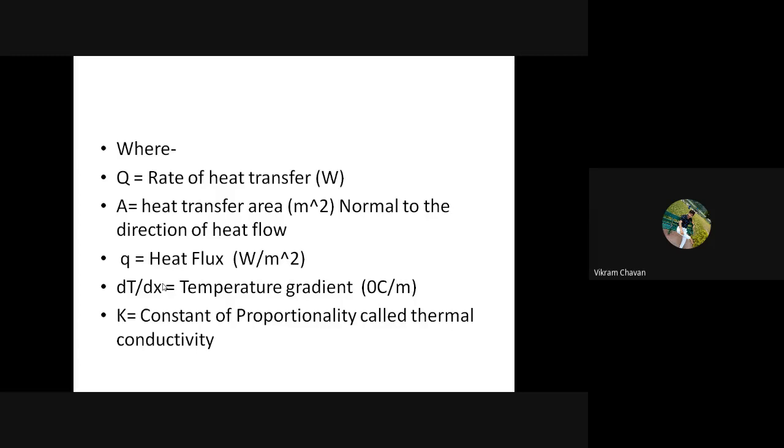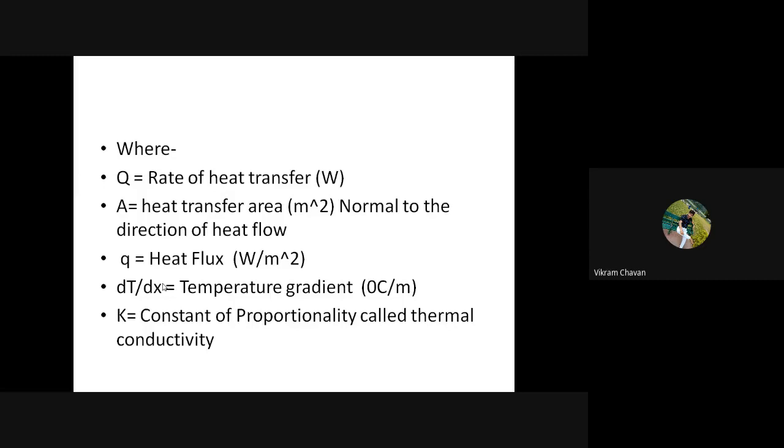Okay, so in bracket you can write down W, that is the symbol of watt. Capital Q is equal to rate of heat transfer and its unit is watt. Then capital A is equal to heat transfer area. So area unit is meter square.